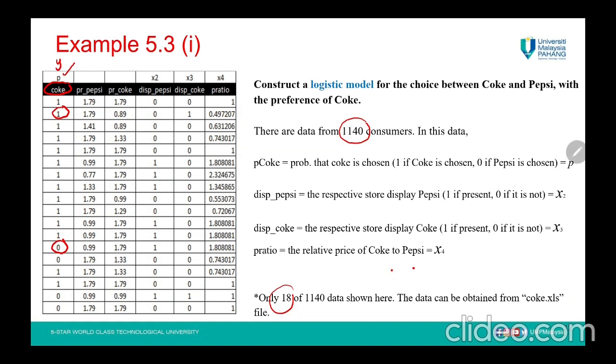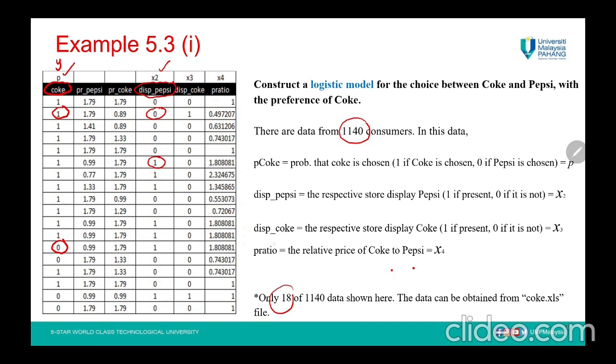So now the next data given is here. This is display Pepsi. Display Pepsi means that the respective store displays Pepsi. 1 in this data means Pepsi is present, and 0 in this data means Pepsi is not present. And we denote this data as X2.